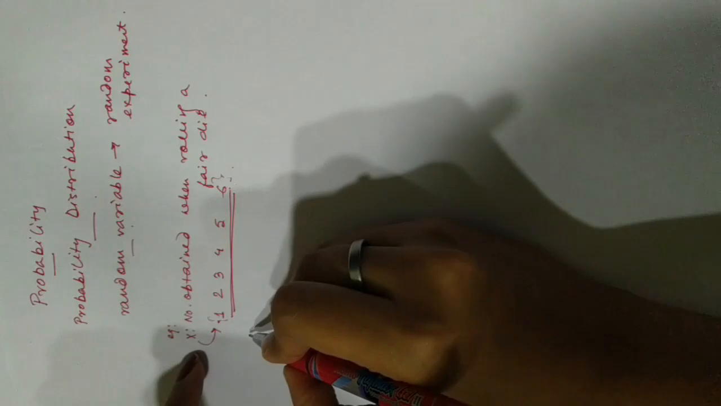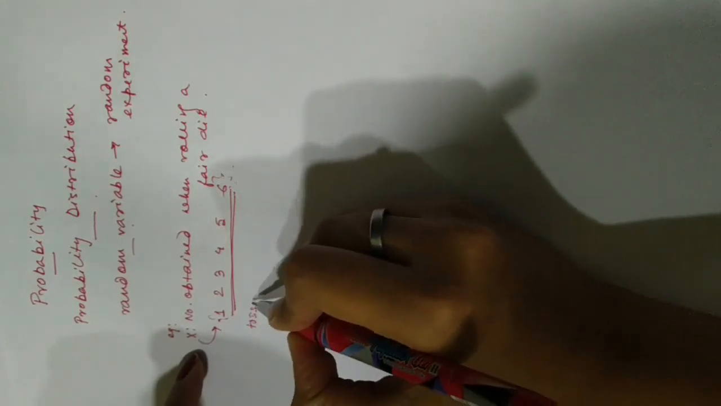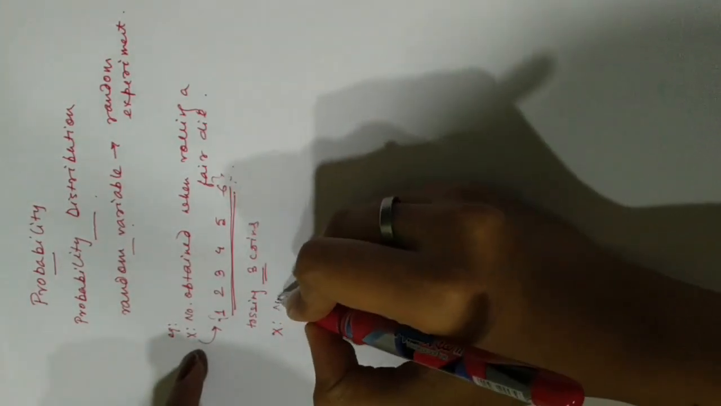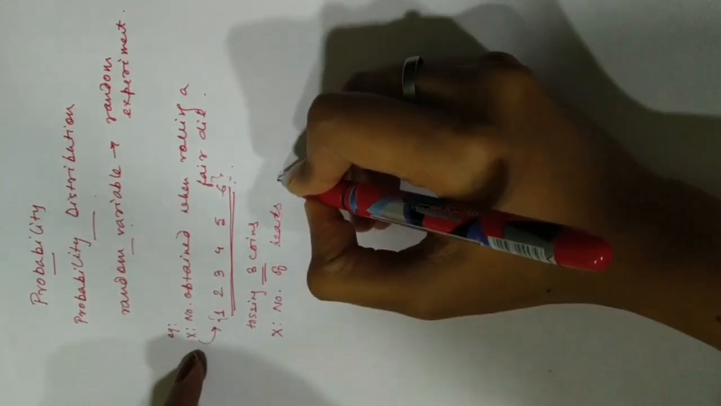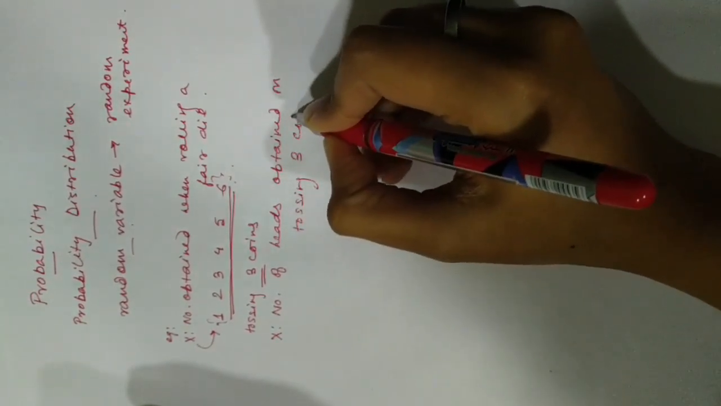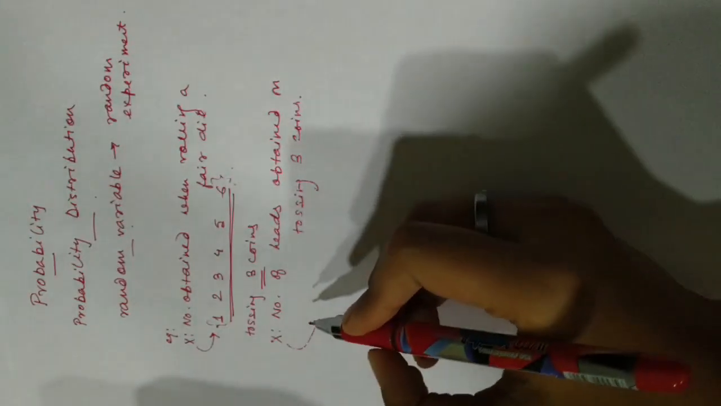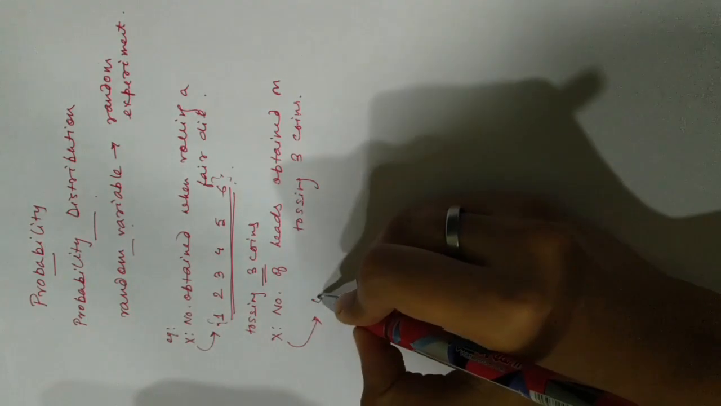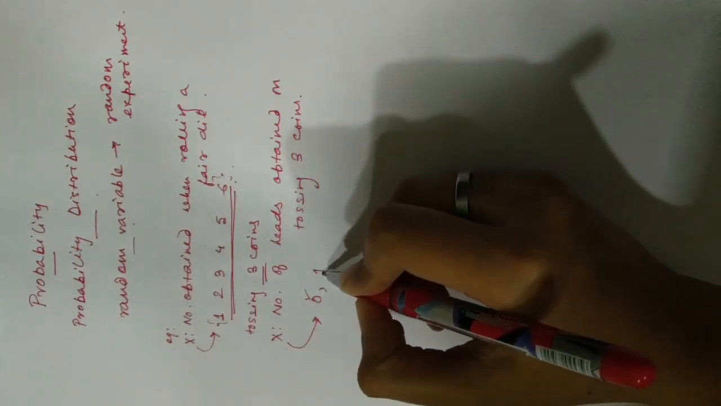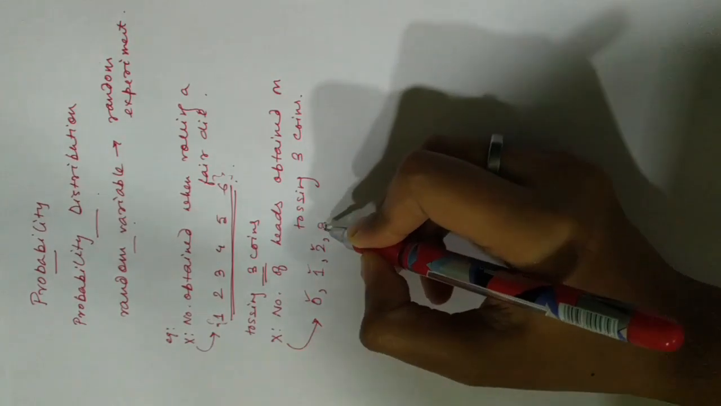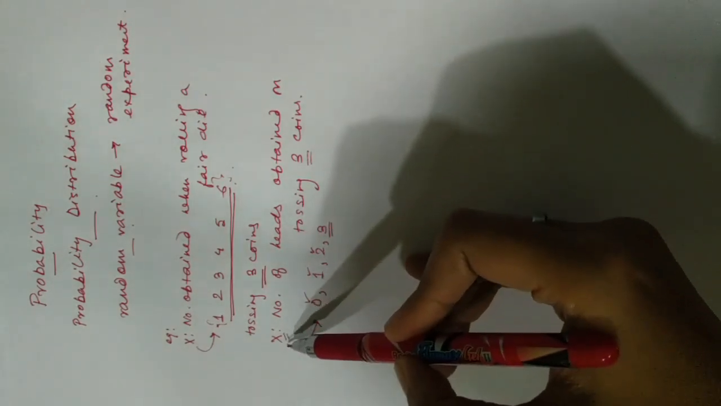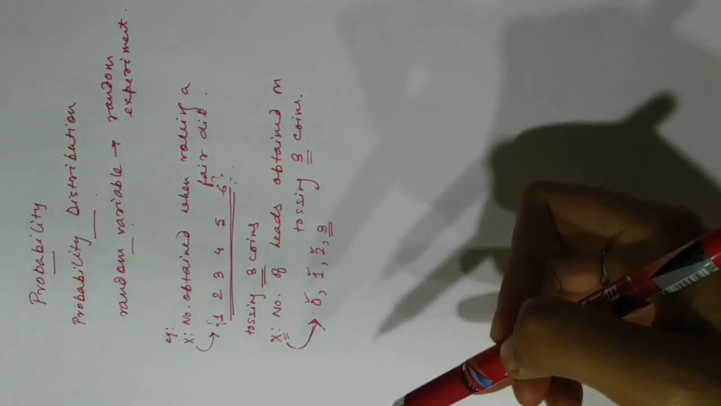Right. Say for example, let's take the second case. Say we were tossing three coins. If this is the experiment, we can associate a random variable, say the number of heads obtained on tossing 3 coins. So even in this case, when you're tossing 3 coins, the number of heads obtained can be 0. We might get 3 tails, right? That means 0 head. We can get 1 head, we can get 2 head, or a maximum of 3 heads, right? Since we are tossing 3 coins. That means what I mean to say is even this random variable can be associated with a real number, right?